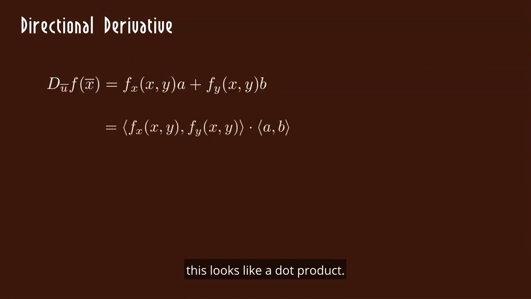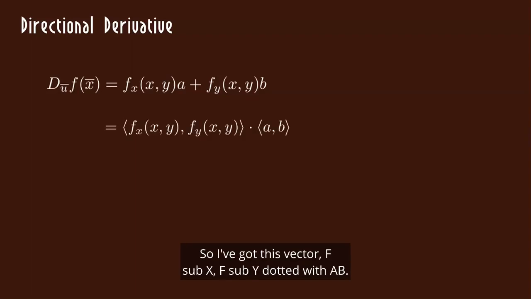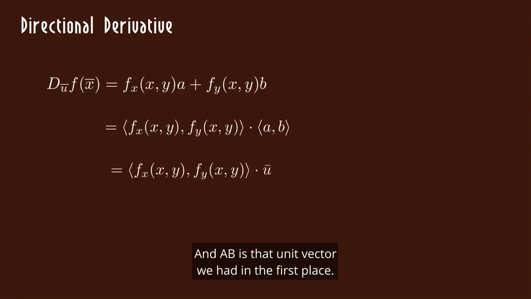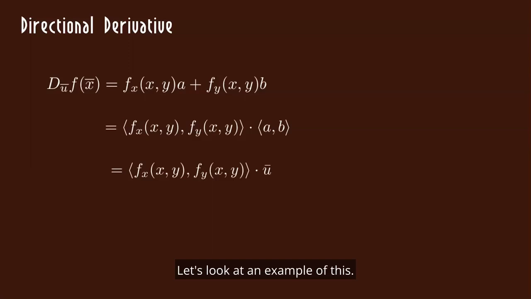This looks like a dot product. So I've got this vector f sub x, f sub y, dotted with a, b. And a, b is that unit vector we had in the first place. Let's look at an example of this.